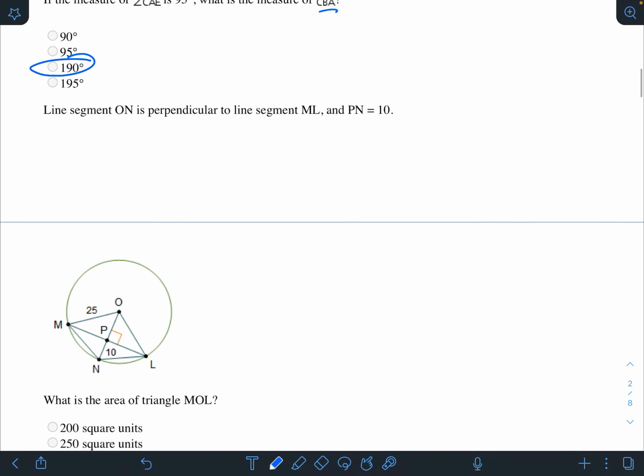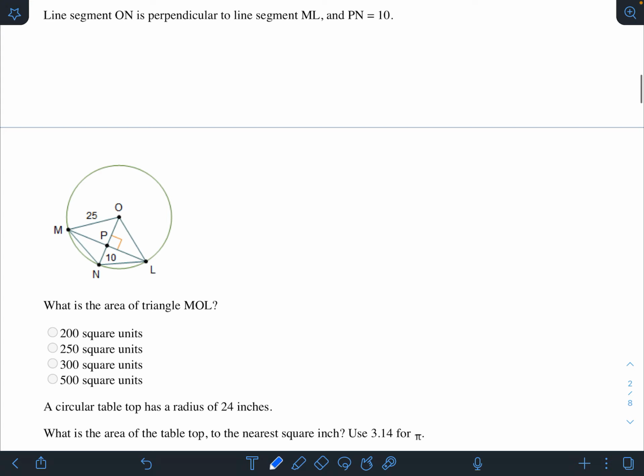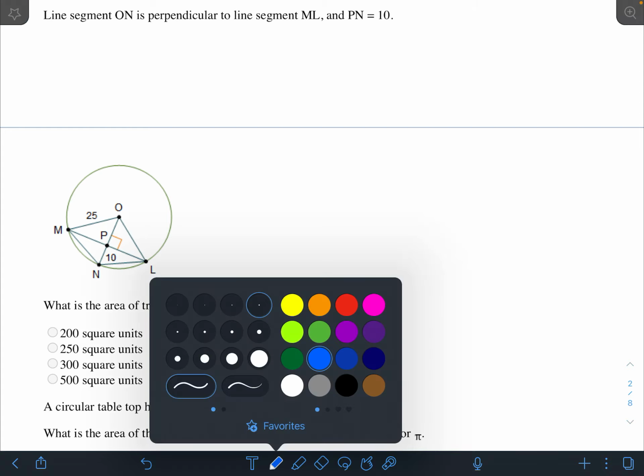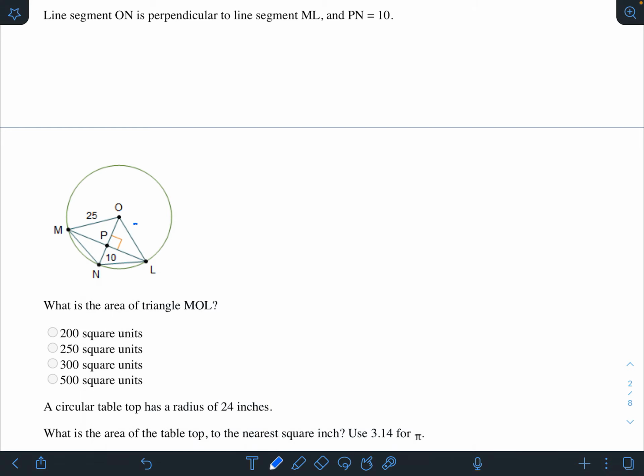All right, this next one says line segment ON is perpendicular to line segment ML, and PN is equal to 10. So there's some information to break down here. I notice that OM is 25, and that's a radius. So all the other radii will be congruent and be 25. So I know OL is 25 as well. Now, if you'll notice in this circle, this segment ON, when put all together, is a radius.